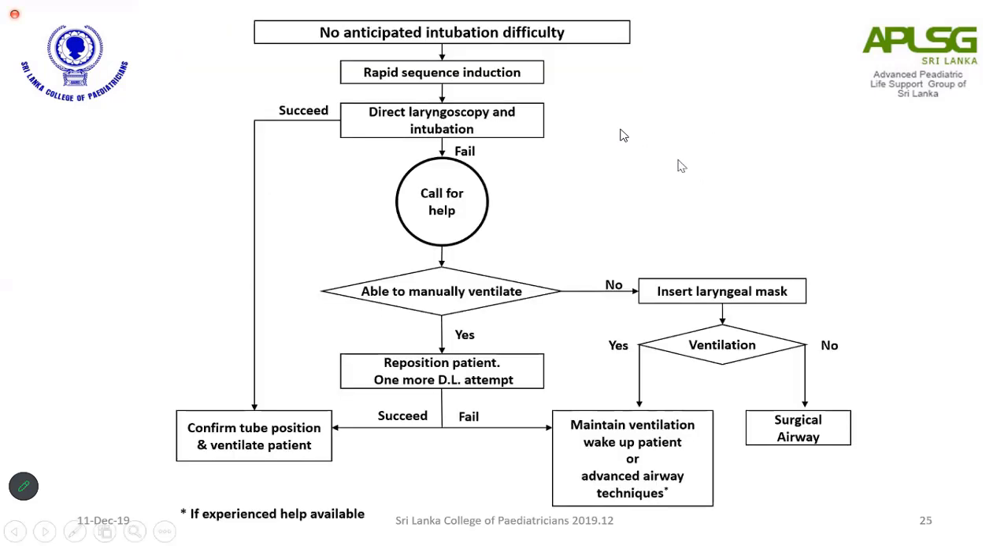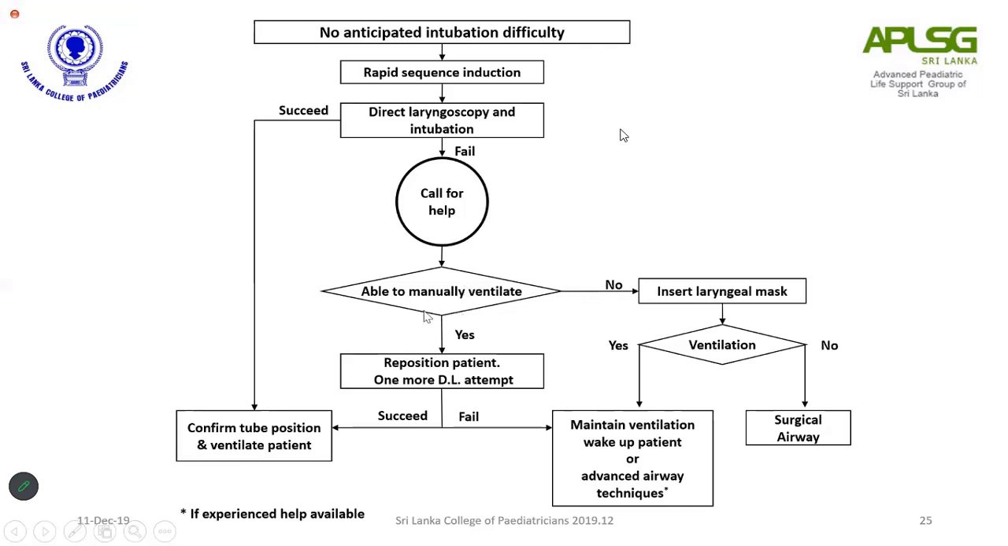So this is the algorithm for rapid sequence induction. So you do a direct laryngoscopy and start intubating, as we have already discussed in the previous slides. If you succeed, then you need to confirm the tube position and continue to ventilate the patient. If you have failed in your first attempt, please call for help and start manually ventilating. If you can manually ventilate, reposition the patient and do 1 more attempt of direct laryngoscopy. If you succeed, then confirm the tube position and continue to ventilate.